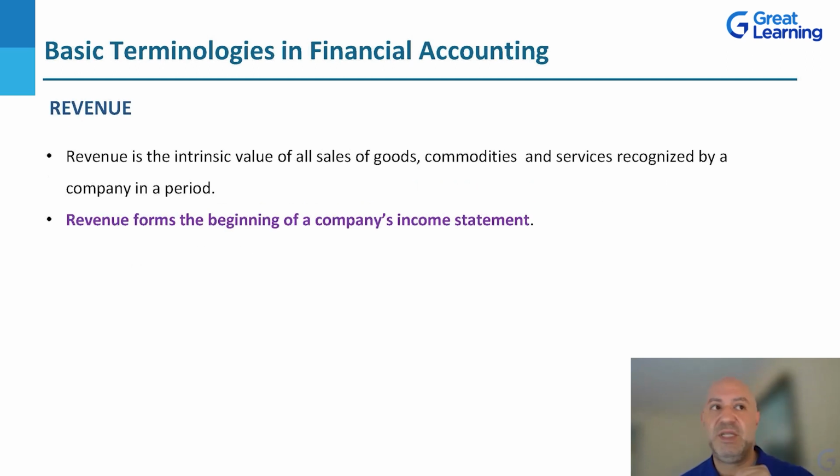Revenue, very straightforward. Revenue, which is determined by multiplying the average sales price by the quantity of units sold, is the money made from regular business operations. The top line or the gross income figure is what's used to calculate net income by deducting the costs. So revenue is the intrinsic value of all sales of goods, commodities, and services recognized by a company in a period of time.